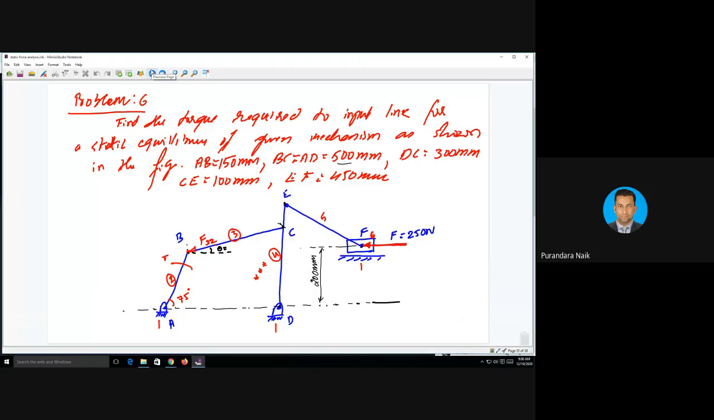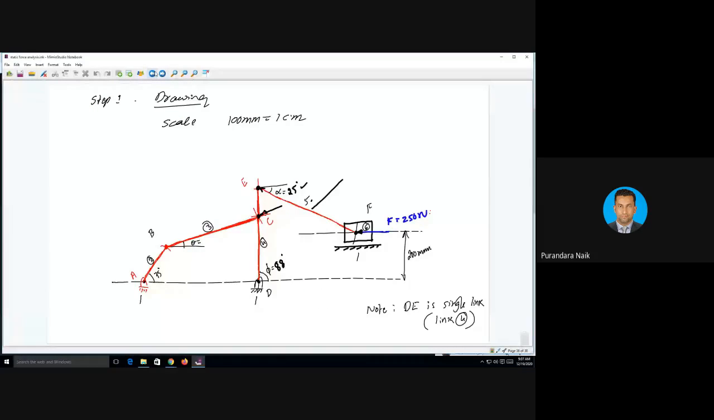Find the torque required in the input link. The input link is the second link. For static equilibrium of the given mechanism as shown in the figure, the dimensions are given. First, you need to draw it according to scale. Okay, and this is the drawing.